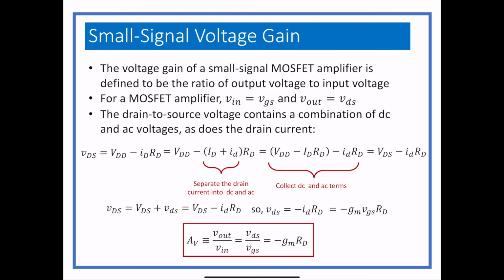So that is the voltage gain. The voltage gain of a MOSFET amplifier is just the transconductance times the drain resistance. And it's negative because it's inverting. So if you know the peak voltage at the input and you're asked for the peak voltage at the output, you don't have to worry about the negative.